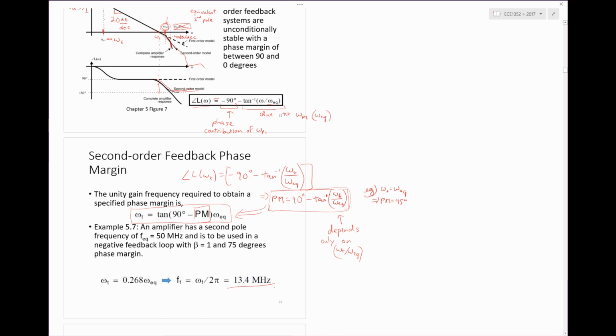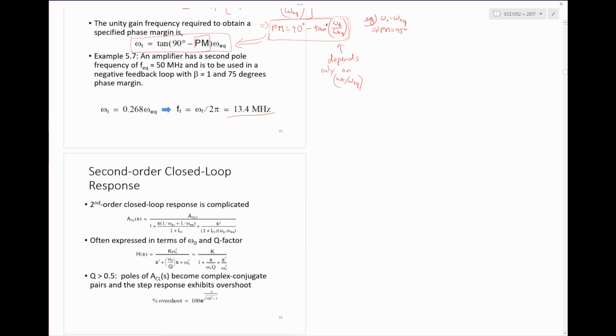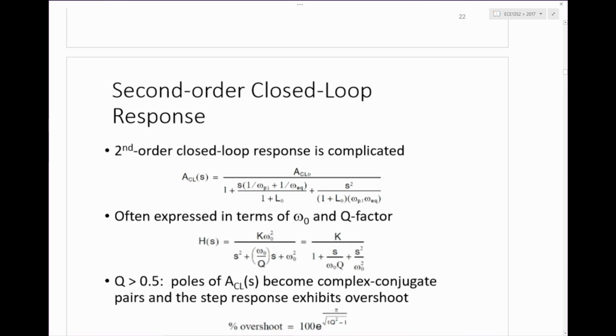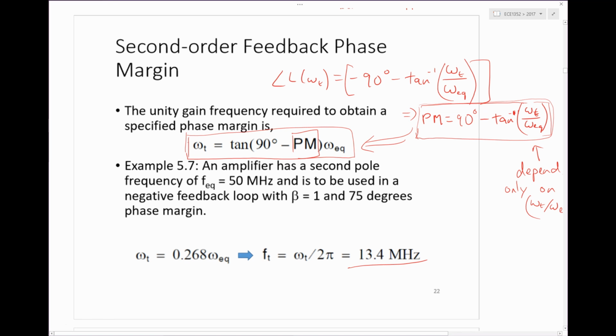We can figure out omega t has to be about a quarter of that second pole frequency, so we have to put it at about 13 megahertz. Okay, for 75 degrees phase margin. So that's one. This is an important design equation for compensating an amplifier.